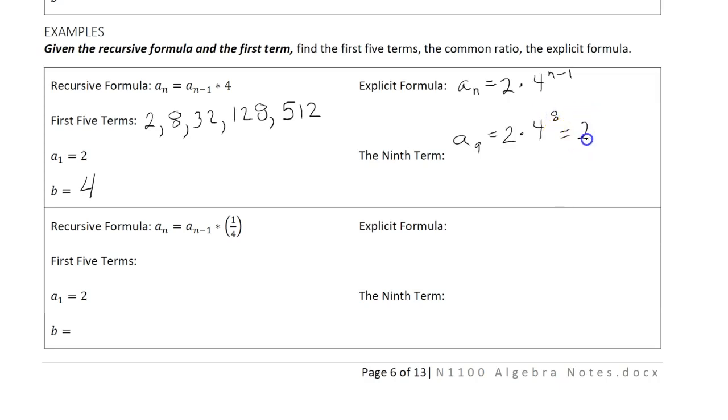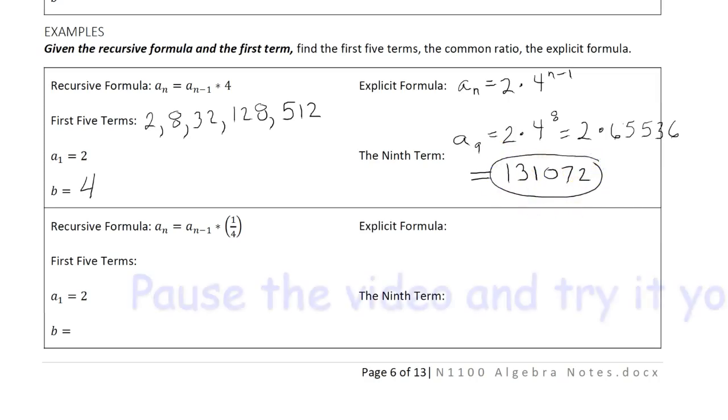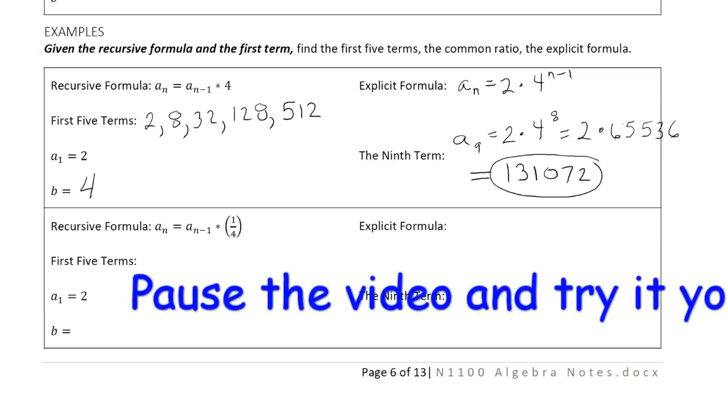Do the exponent first. For 2 times 65,536. Now multiply by 2 for 131,072. This is the 9th term. Now pause the video and try the last example yourself.